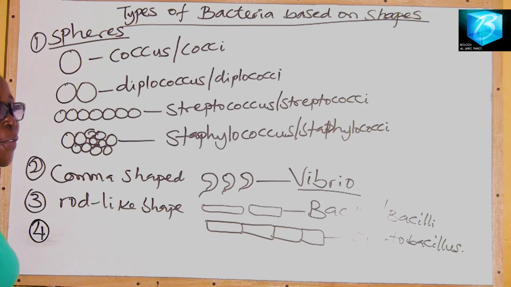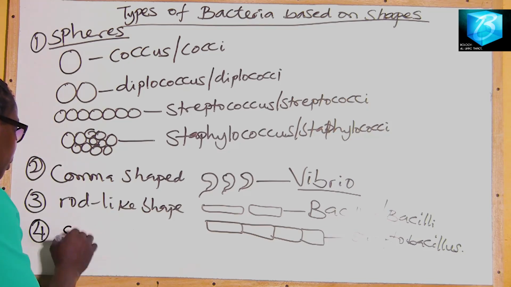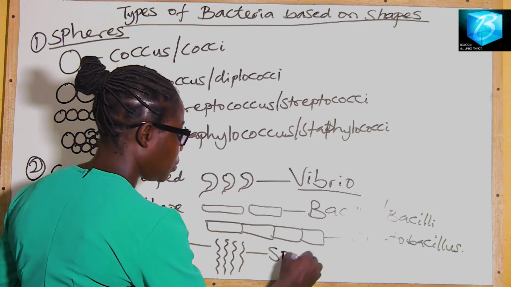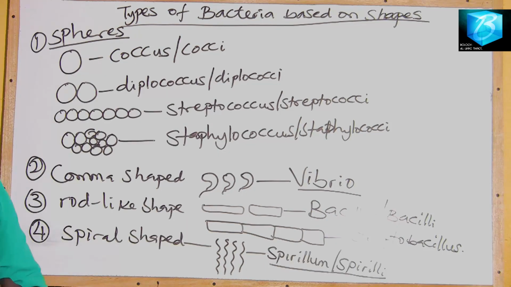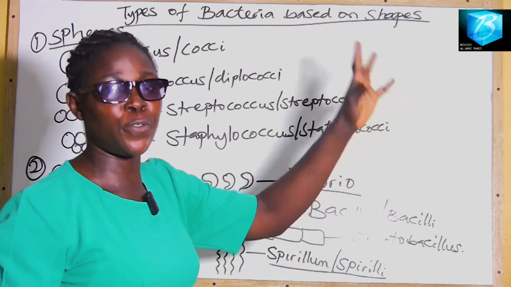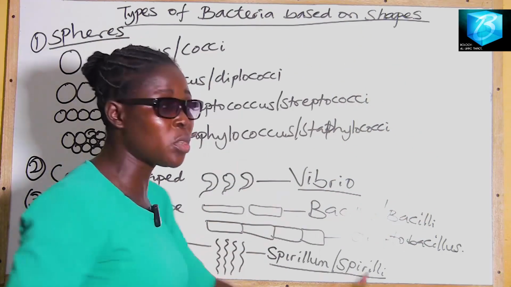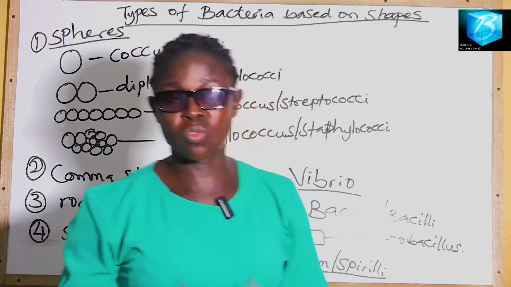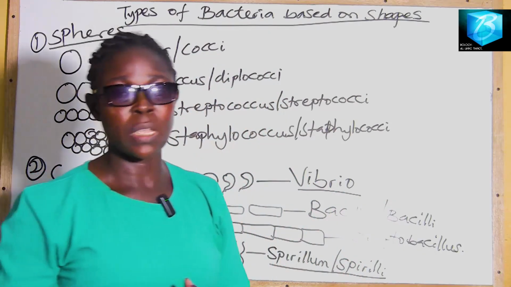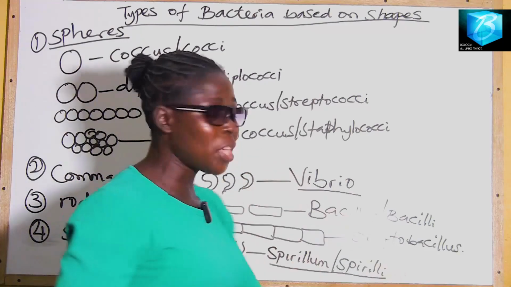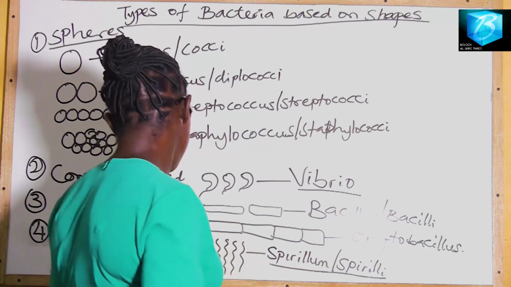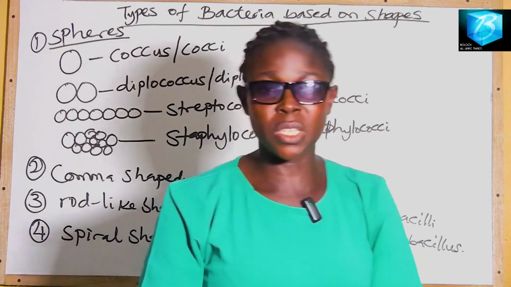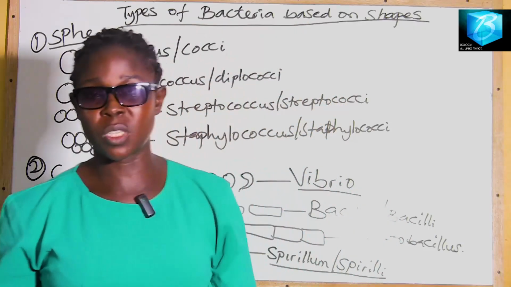Now we move on to number four, we have the spiral shape. When it is spiral shape, we're talking about something like this. We call it spirillum. That's the spring form. Don't forget that bacteria can exist in different shapes. Number one, we have the spherical or the spheres, and it could be coccus, diplococcus, streptococcus, or staphylococcus. Then we have the comma shape, the vibrio. We have the rod-like, which is the bacillus, and we have the spiral form, which is the spirillum.